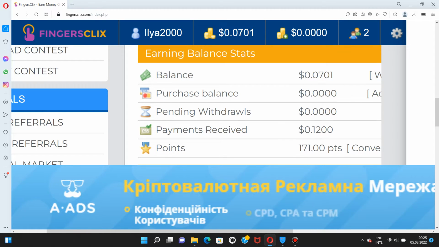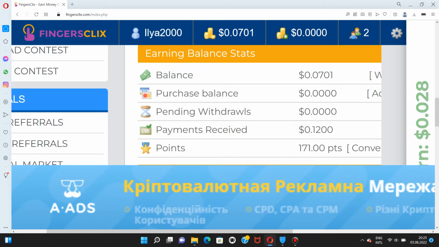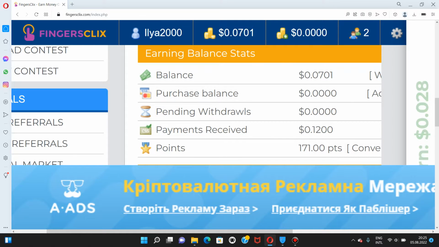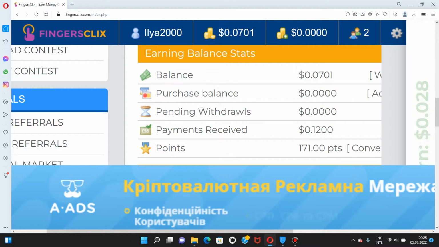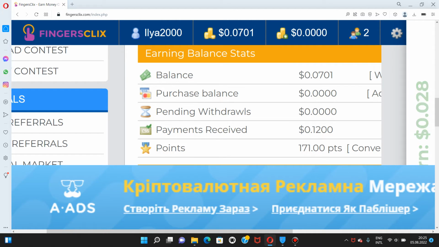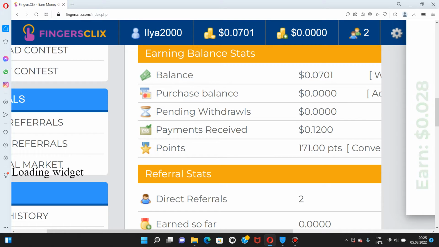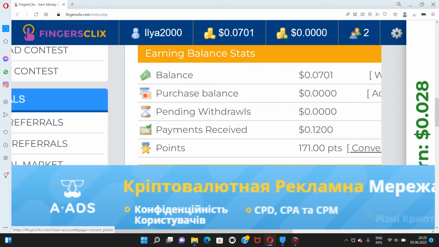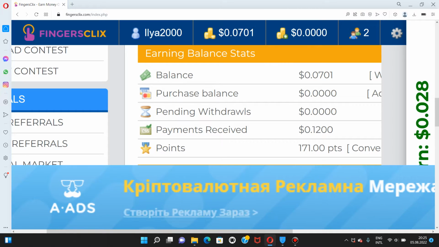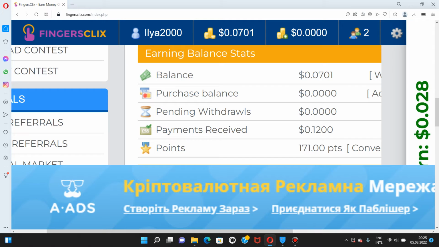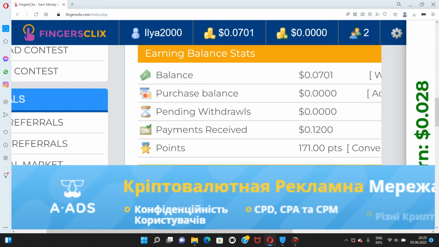Right now my balance is 7 cents. That's positive. Once the balance reaches 10 cents, we are able to withdraw. Also, concerning points. Points are given for activity in different categories of site clicking. For example, we can convert them to money.